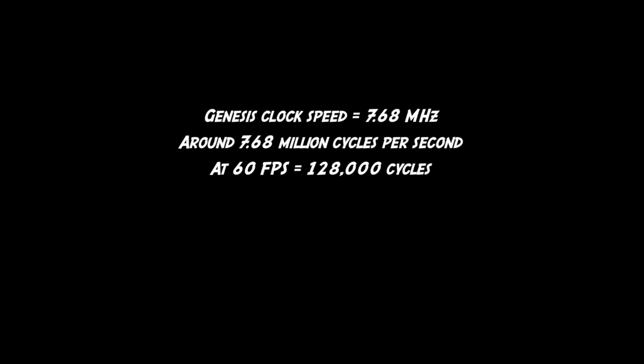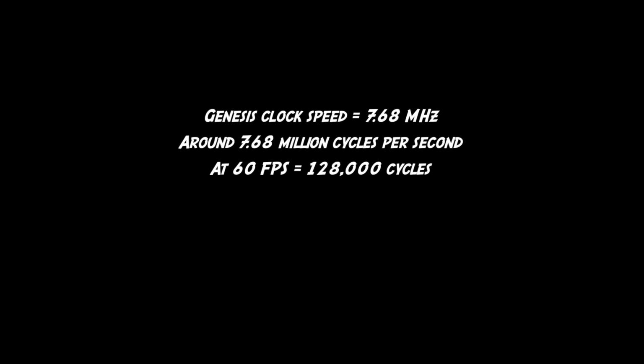But you may ask, what are cycles and how many do we have to play with? Well, the Sega Genesis, or Mega Drive, has a clock speed of 7.68 MHz, which means it has 7.68 million cycles a second with which to execute instructions. At 60 frames a second, you'd get 128,000 cycles a frame.